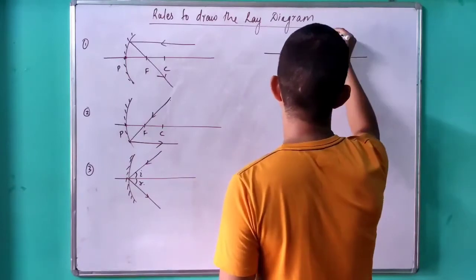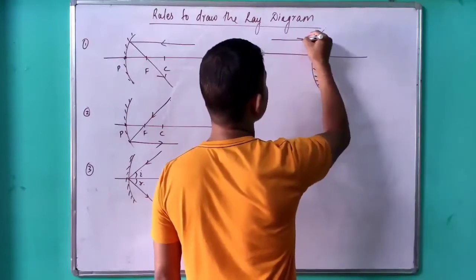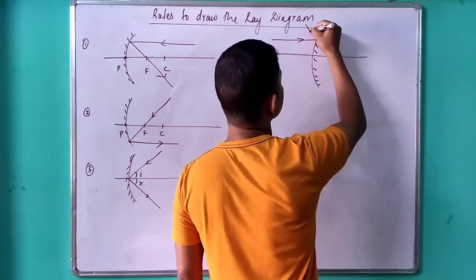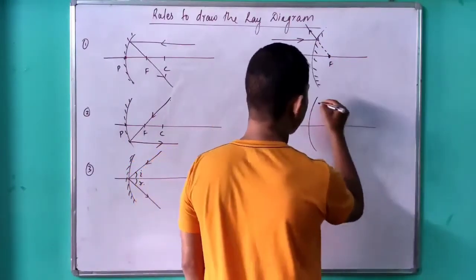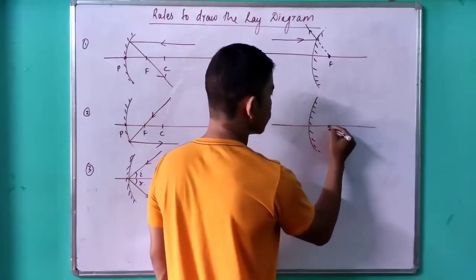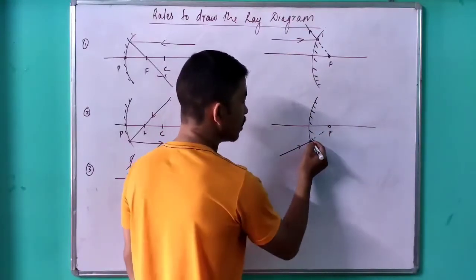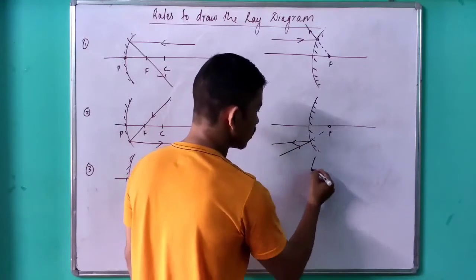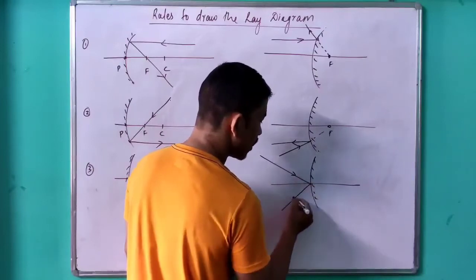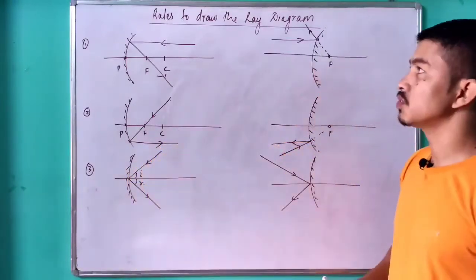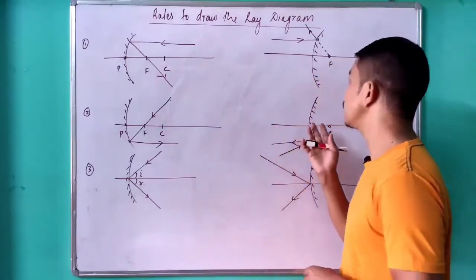In case of a convex mirror, if any ray is coming parallel to the principal axis, it will appear as if it was coming from the focus. The second one is, if any ray is moving towards the focus, like this, after reflection it will emerge parallel to the principal axis. And the third one is the same: if any ray is incident at the pole, it will get reflected back with the same angle of incidence. So these are the three rules to draw the ray diagram in case of a concave mirror and in case of a convex mirror.